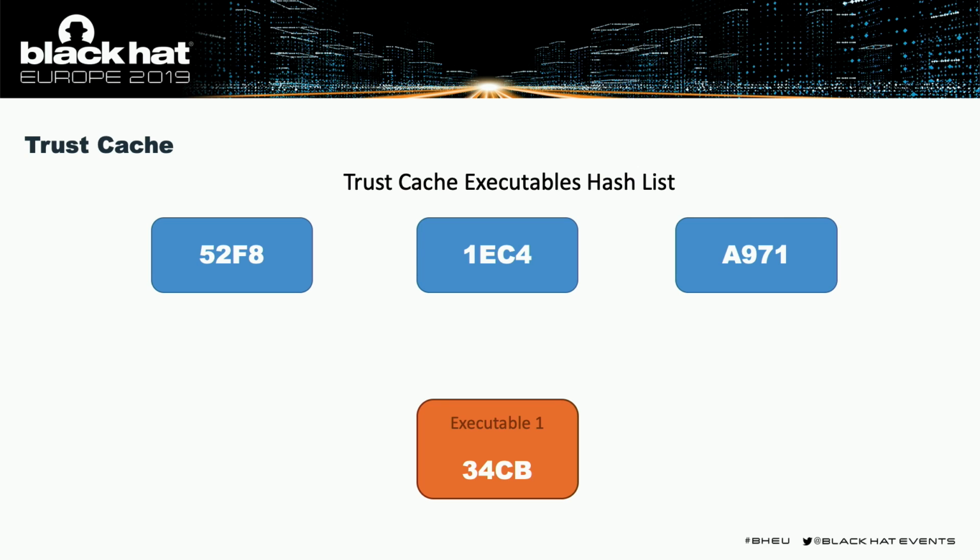Let's see how this works with a simple example. Let's say we try to execute executable 1 with hash 34CB on the iOS kernel. Let's say the blue boxes represent the trust cache. The kernel tries to find this executable hash in the trust cache, and it is unable to find it there. Then it tries to verify the executable signature, and since it is not signed by Apple, execution is denied. Now let's say we try to execute executable 2 with the hash 1EC4. This time the kernel is able to find it in the trust cache, and therefore execution is allowed.